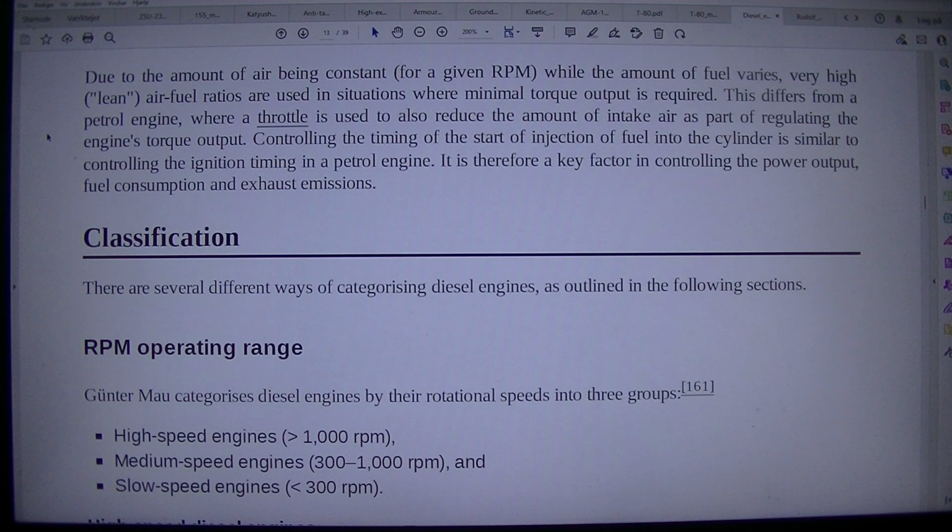Controlling the timing of the start of injection of fuel into the cylinder is similar to controlling the ignition timing in a petrol engine. It is therefore a key factor in controlling the power output, fuel consumption and exhaust emissions. Classification. There are several different ways of categorizing diesel engines, as outlined in the following sections.